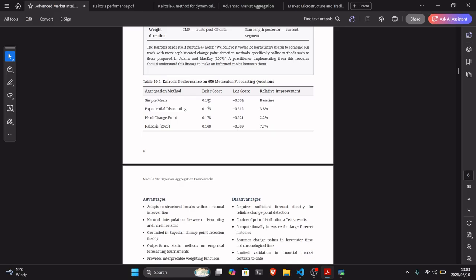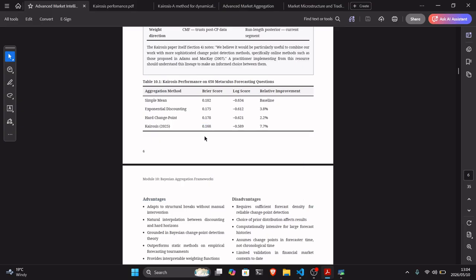your model's forecast and the actual outcome from that distribution, right? Essentially, you're just taking what the model says the future should be and what the future actually was, differencing it, and you have a bias score. Simple mean 0.182, exponential discounting 0.175, hard change point 0.178, and kairosis 2025 has a Brier score of 0.168, which is ridiculous, right?